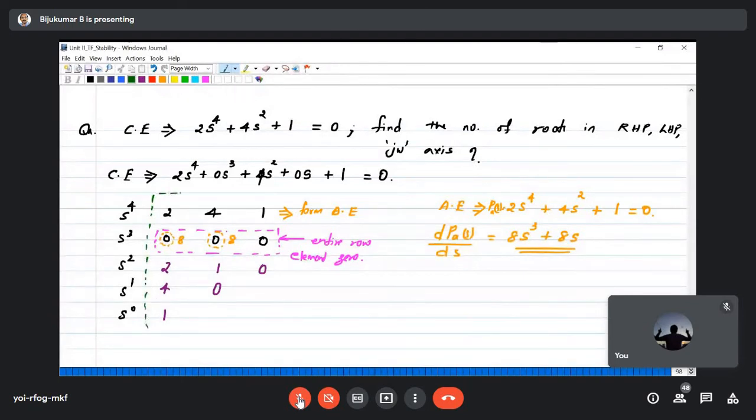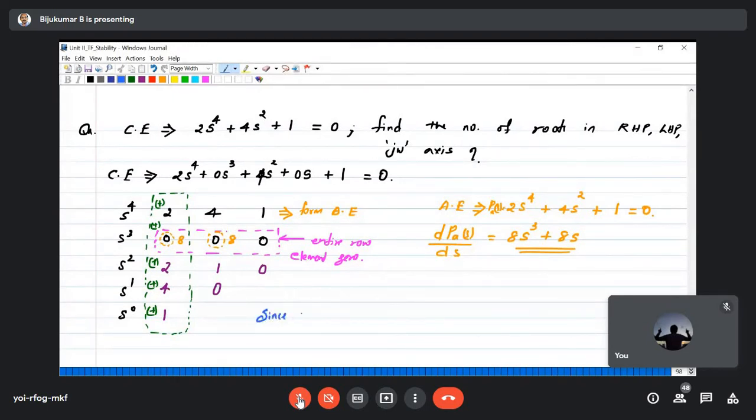Now, according to the Routh-Hurwitz criterion, we have to take the first column of the Routh array and see whether any sign change is there or not. One thing is clear: there is no sign change, because this is positive, this is positive, this is positive, this is positive, this is positive. So what is the inference from this?